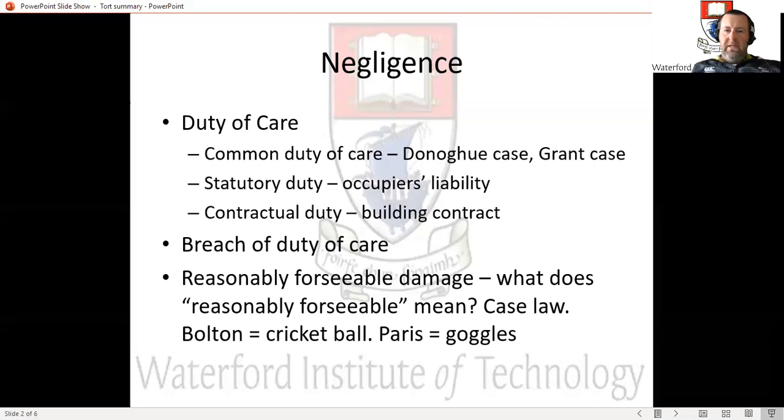So the essential elements then, obviously you have to establish the existence of the duty of care, which may ultimately just be the common duty of care.